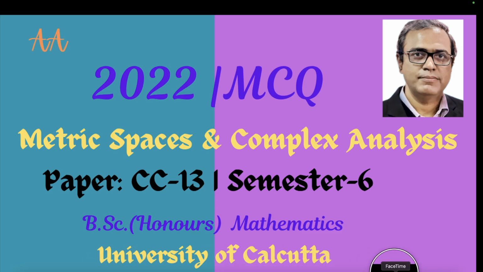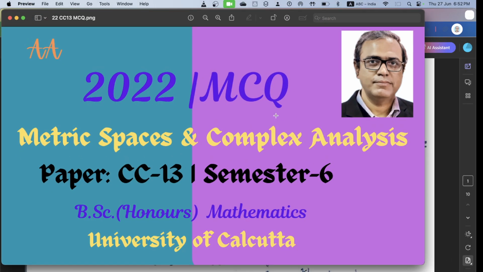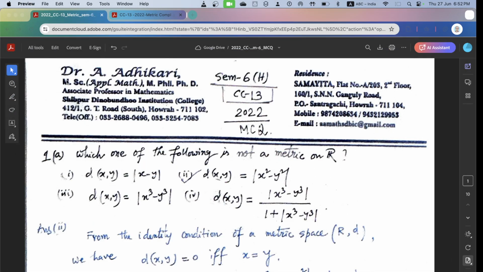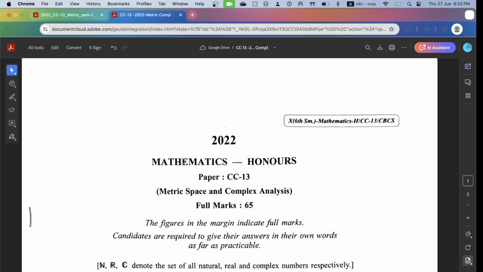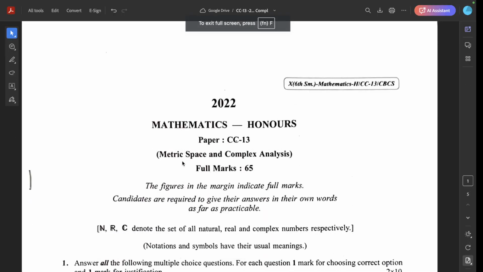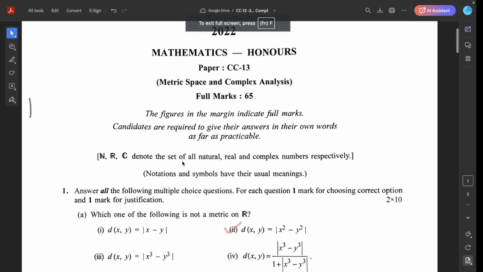Welcome, dear students. Now we discuss MCQ 2022 Metric Spaces and Complex Analysis, paper CC-13, semester 6, B.Sc Honours in Mathematics. (2022) paper CC-13 Metric Space and Complex Analysis.